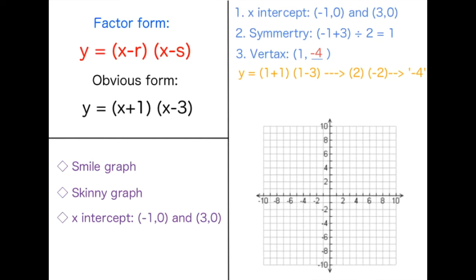And fourth, we have to find out our y-intercept. So we just use negative 1 times 3, which is your y-intercept. Now we just put our dots on the graph. So we put negative 1 and 3 on the graph and your vertex, then we just connect them together.